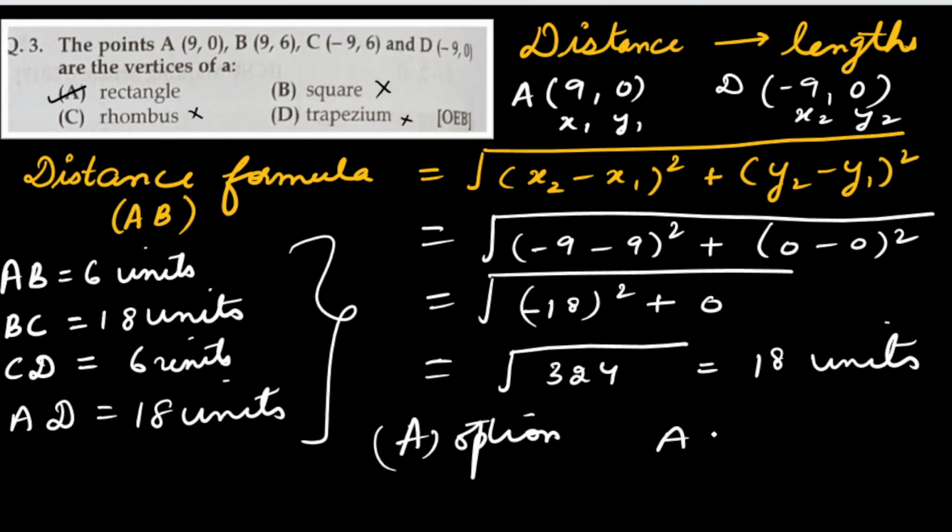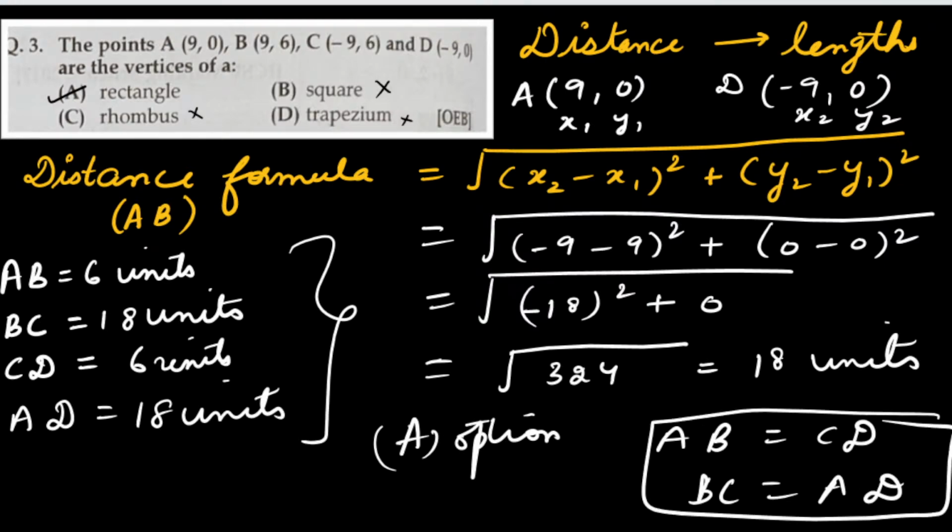Why rectangle? Because AB is equal to CD and BC is equal to AD. So we have pairs of equal opposite sides. That's why the answer is rectangle. So I hope this question is clear. This was a little lengthy, but this type of question might be asked.